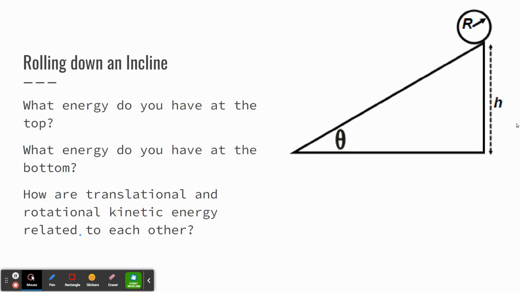So, how do I deal with a problem where I have a ball at the top and it's rolling down to the bottom? Well, the easiest way to do that is by using conservation of energy. And so, I want to think about what energy you have at the top, what energy you have at the bottom, and how are translational and rotational kinetic energies related to each other. So, think about that for a moment, and then I'll go on.